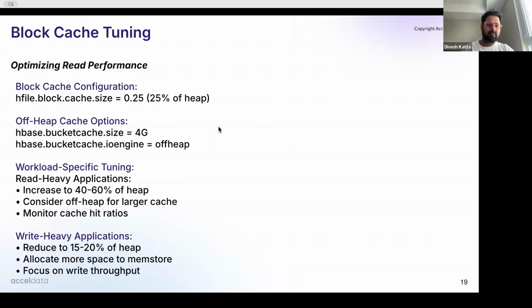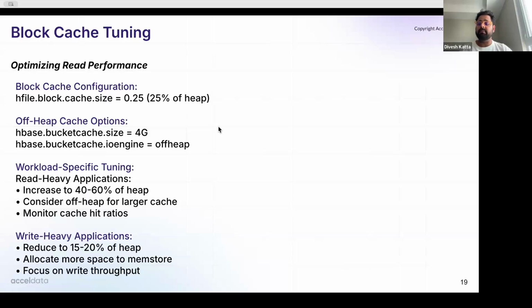Block cache tuning. The block cache is your first line of defense against disk IO, and cache hit ratio is one of the most important metrics. You want this above 90% for read heavy workloads. The default 25% allocation works for balanced workloads, but you can be much more aggressive for read heavy applications.